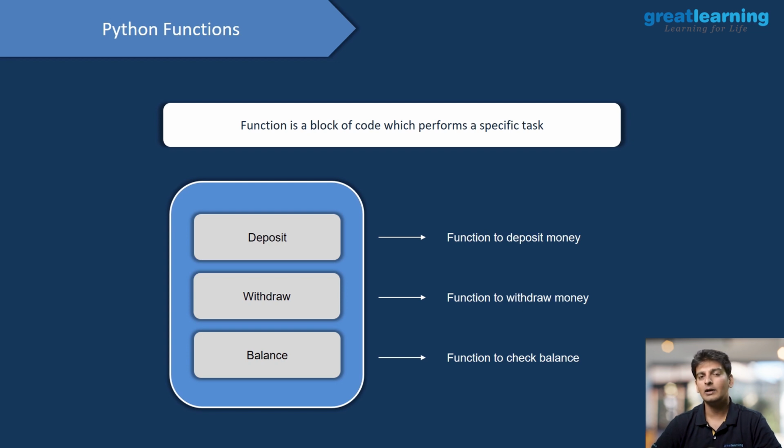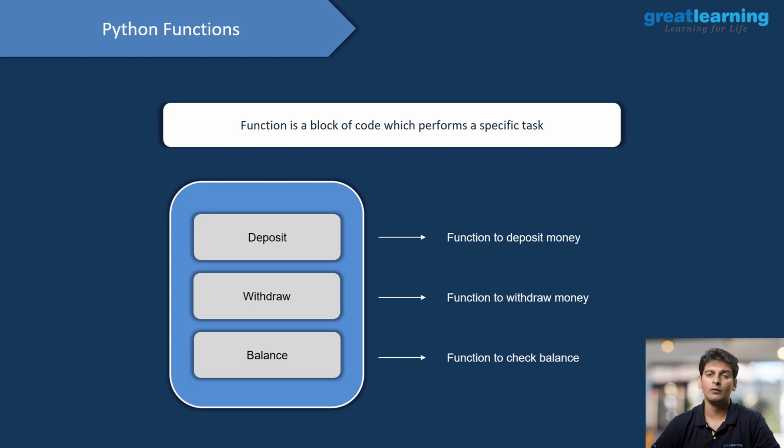Now, let's say if you want to deposit money and you would have to write around 100 lines of code to deposit money. And let's say if you want to deposit money around 100 times, then you'd have to write these 100 lines of code 100 times. Now, instead of this, it would be wonderful if we just had one deposit function and all we did was invoke this deposit function and we could deposit our money happily, right? So this is where functions come in.